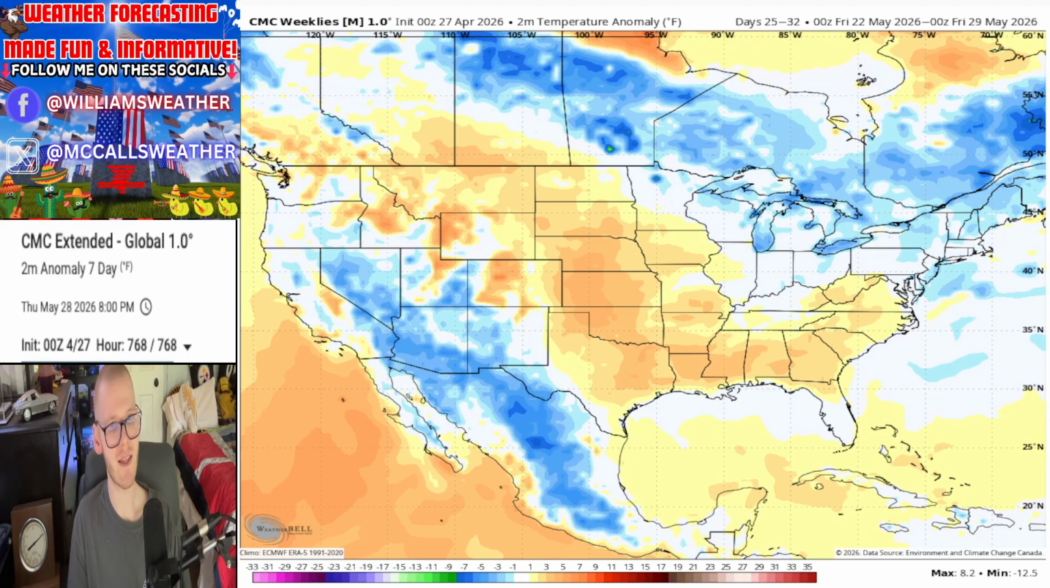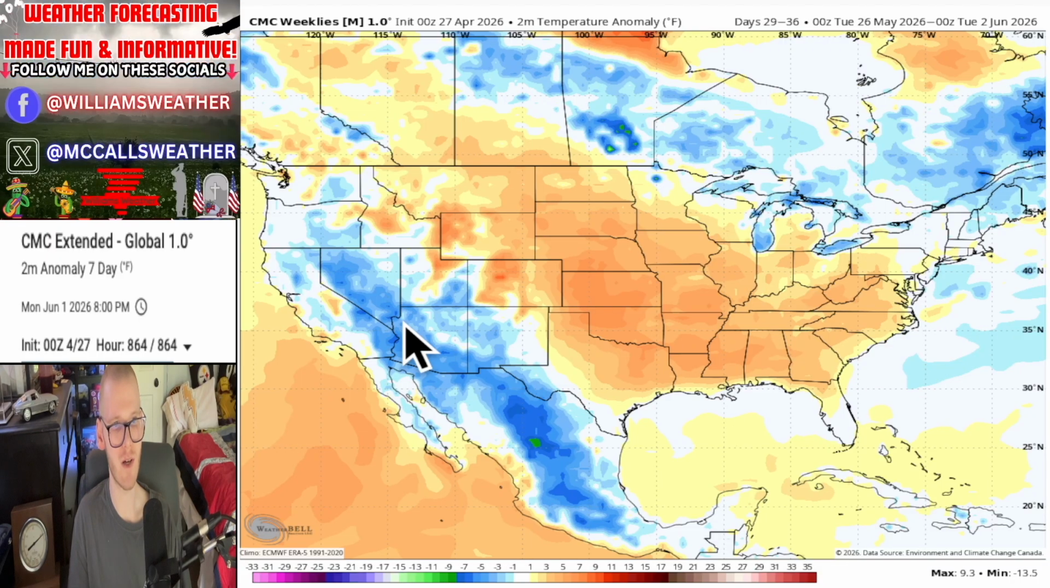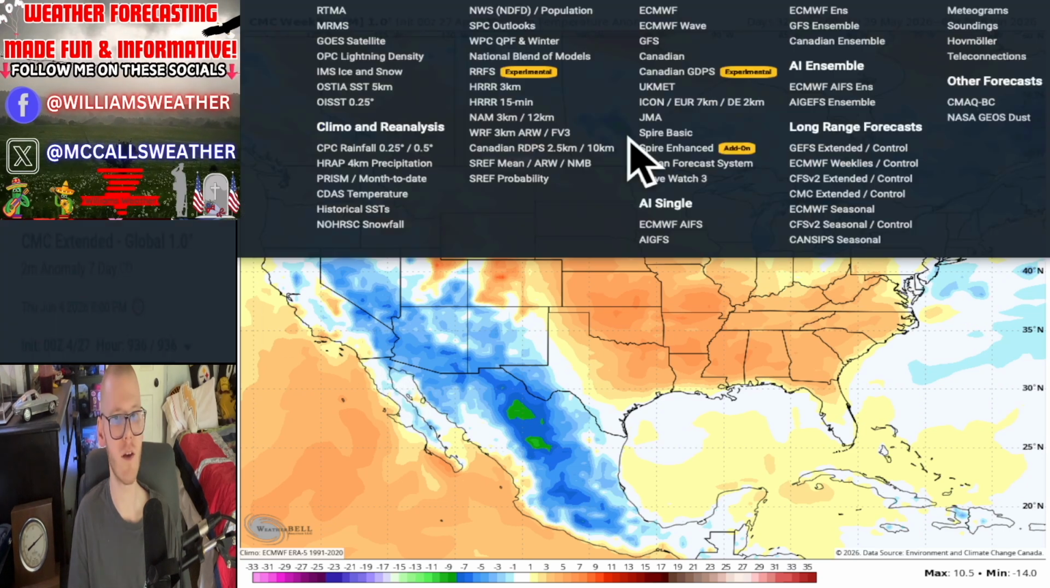As we head towards the end of the month, looking like much of the central and eastern part of the country is heading into a warmer than average pattern, while the southwest is going to be coming into a colder than average pattern. So this is the only model that differs between the rest of them. So what do the monthly models have to show us?